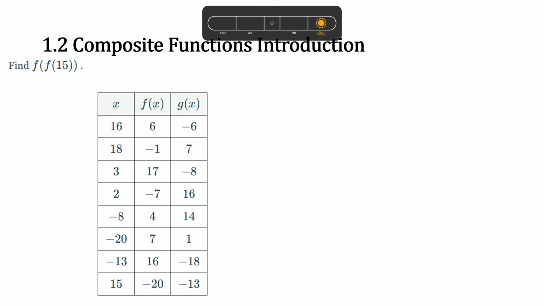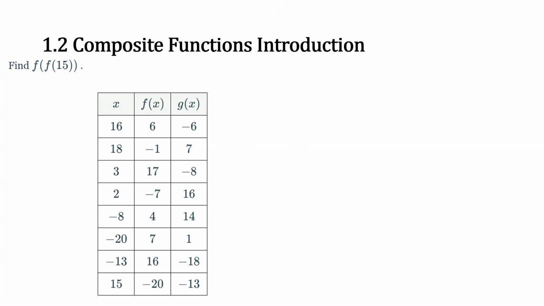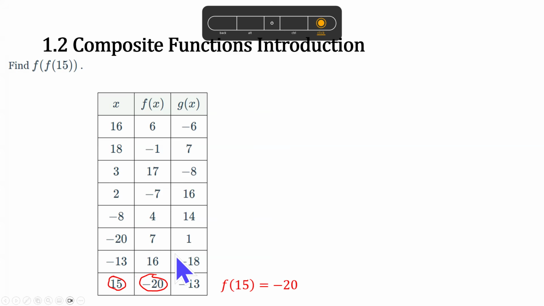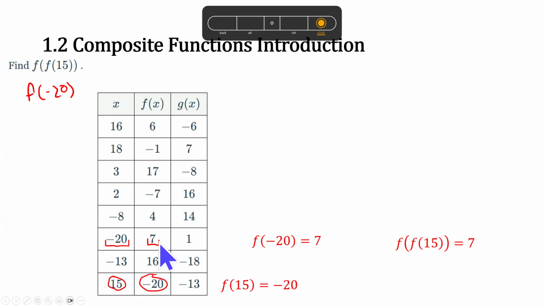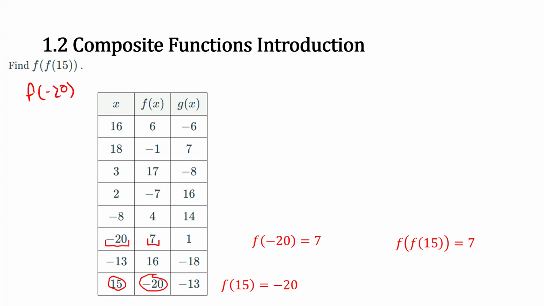I'm going to have you try f of f of 15. Again, pause it here, work it out, and come back and check your answers. Okay, so I start with doing f of 15. So I put in 15 for x, and I get out negative 20. Well, now I'm doing f of negative 20. So I go to negative 20 for x, and I go to f again, and get out 7. And there we go. f of f of 15 is 7.